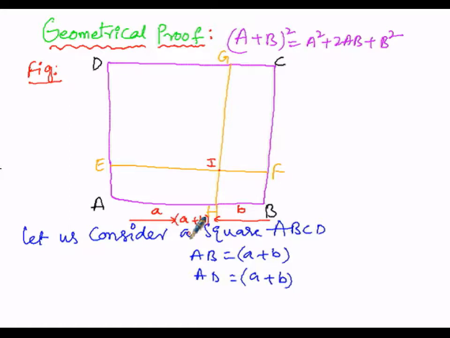Similarly, here AD's length is A plus B. So here I am going to assume DE as A units and EA as B units. So overall the entire length of AD is A plus B, that is AE plus ED, or A plus B or B plus A, both have the same meaning. So the length of AD is A plus B units.